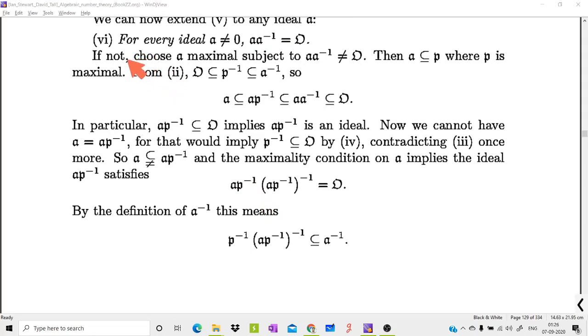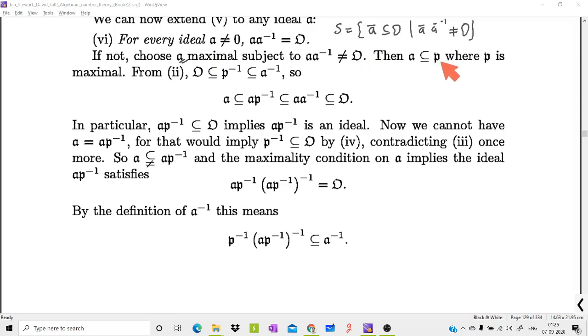Using 5 we can easily prove 6. So we start with a non-zero ideal A instead of a maximal ideal. We will prove that A inverse is equal to O. If not, we choose a maximal A subject to A inverse not equal to O. If we consider the collection S of all the ideals of O with A inverse not equal to O, and there exists at least one, then this is a non-empty collection, and we can choose a maximal element of that. So that is what we have considered as A here.